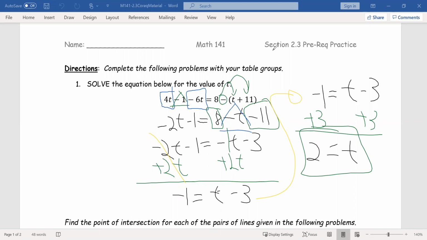All right, and we'll just stop there because all we were asked to do is find the value of t. But recall that if you were finding the intersection point of two lines, you would not be done, right? Because you would need to take that value of t and plug it in to one of your functions, to find the corresponding output value so you could have a point of intersection.